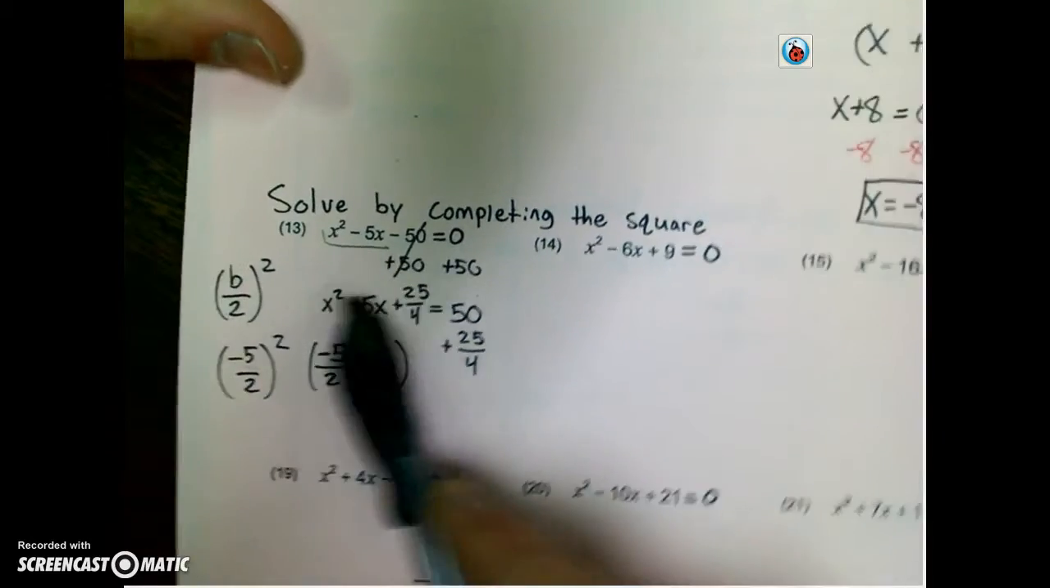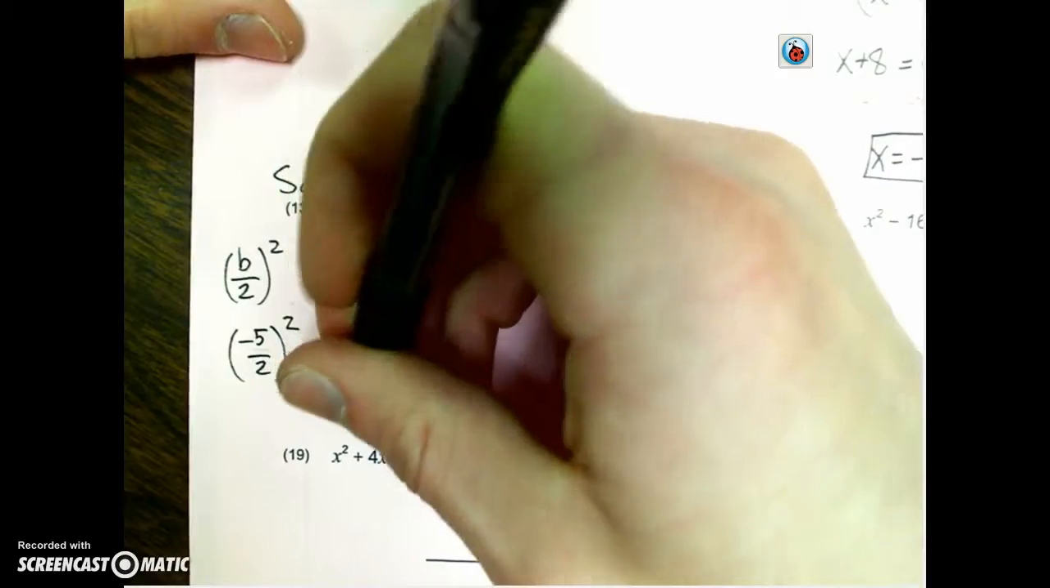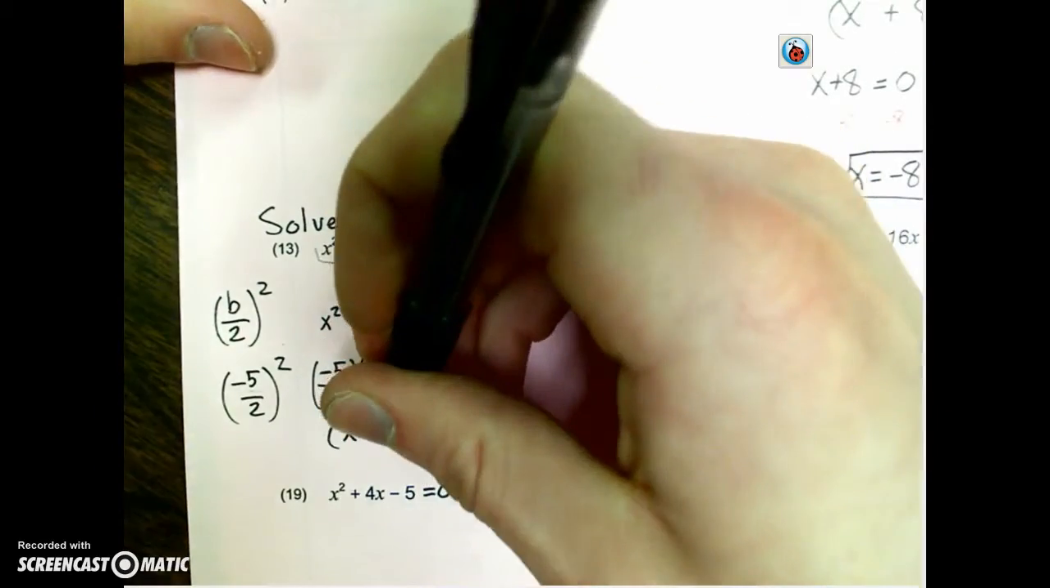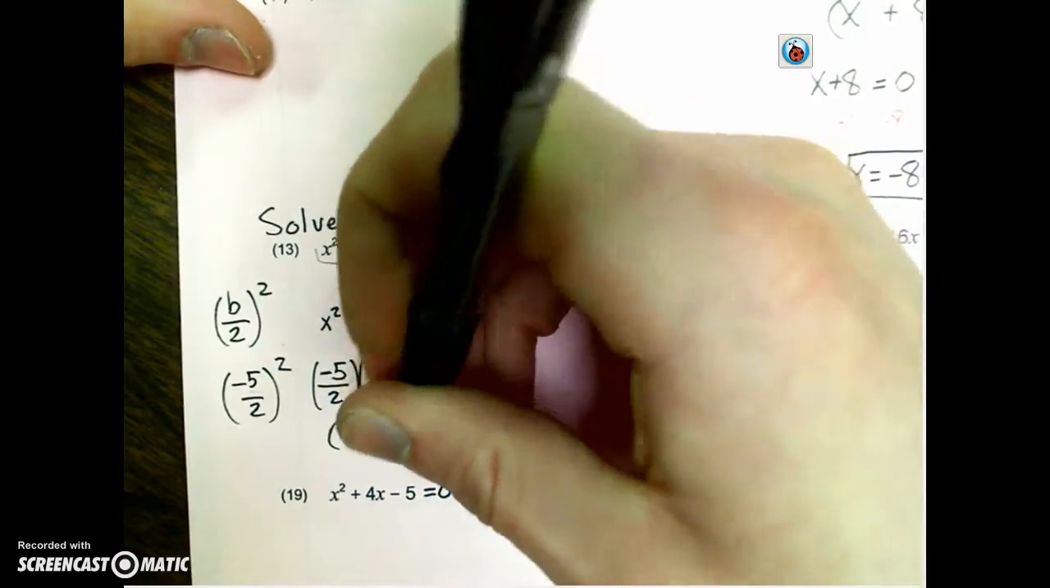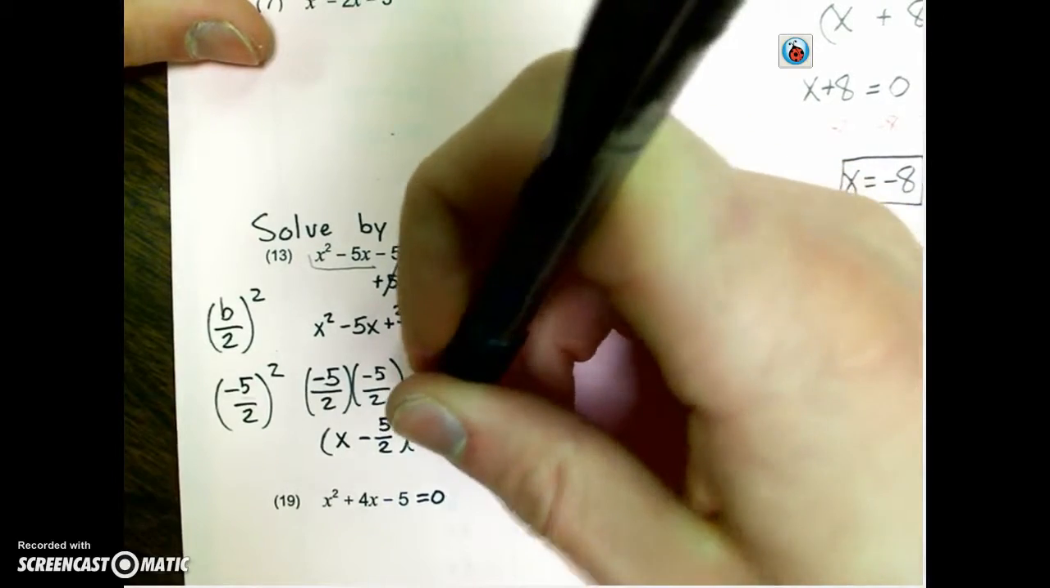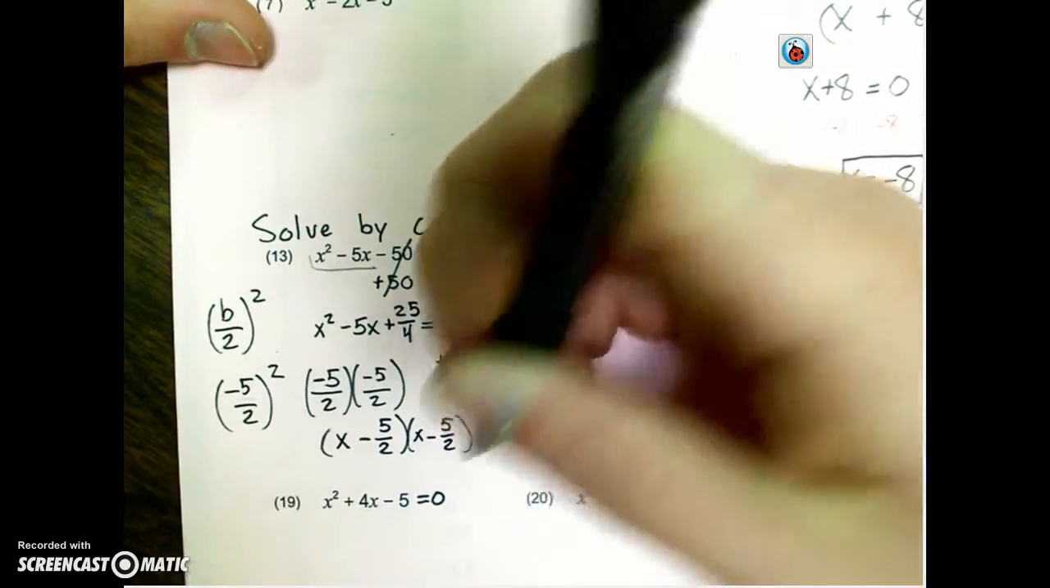Now, if I'm going to factor this, it's just going to be this. So I'm going to have an x, and these pieces tell us what goes with our x. So it's going to be a minus 5 over 2. Now I have two of those, so we can think about this as x minus 5 over 2 and another x minus 5 over 2.